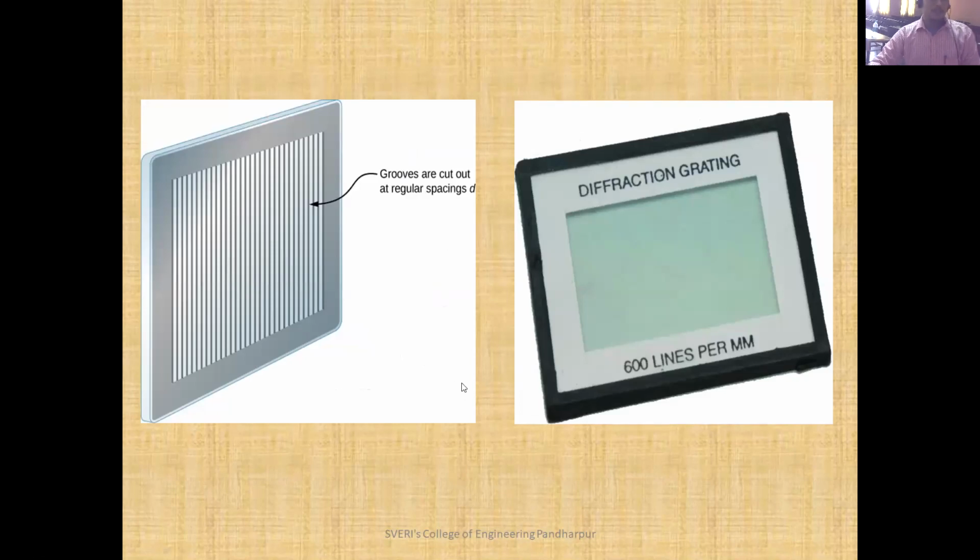Next point is diffraction grating. Diffraction grating means what? If you see on your left side, diffraction grating is nothing but a glass plate on which we have scratched fine lines. Thousands of lines we have scratched, and when we pass the light through this diffraction grating, then we can see the spectrum of different colors.